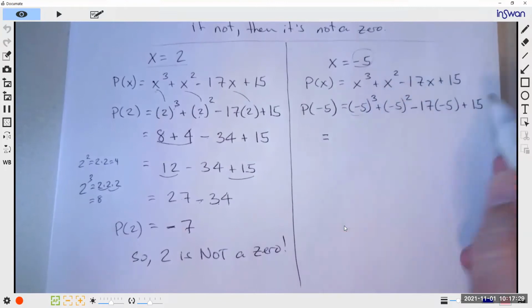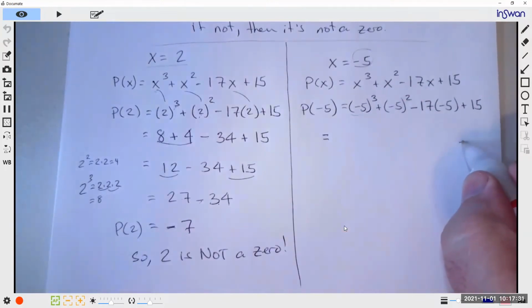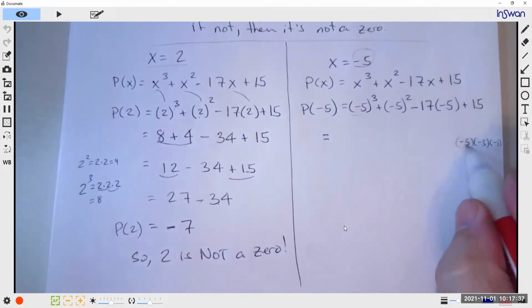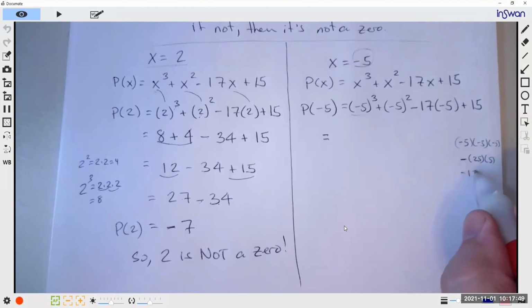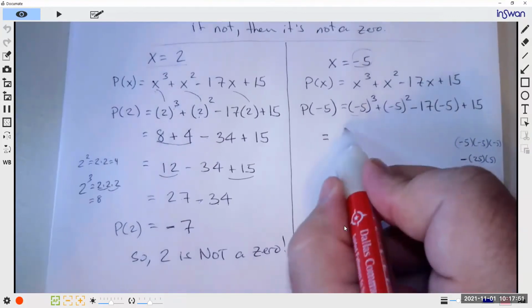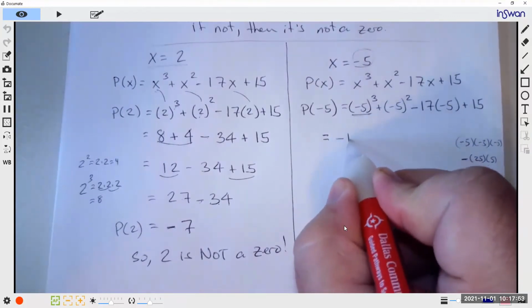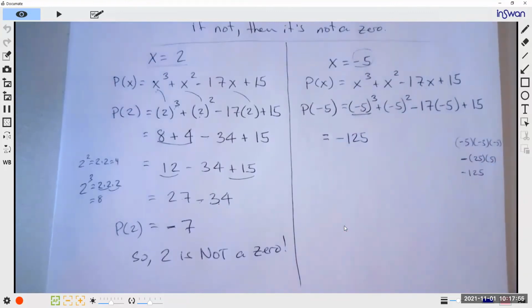So negative 5 times negative 5 times negative 5. Negative times negative is positive, times negative is negative. There are 3 negatives, so it's negative. 5 times 5 is 25. 25 times 5 is 125. So this first number is negative 125.